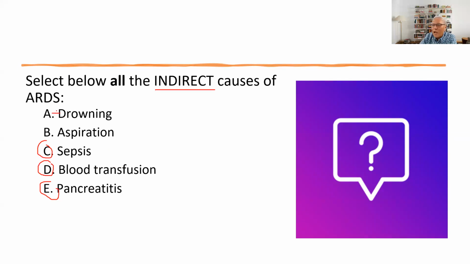Drowning directly affects the lungs, and aspiration, of course, directly affects the lungs. So these are direct causes of ARDS, not indirect causes.